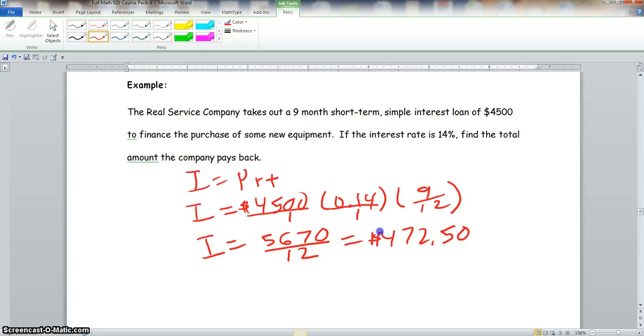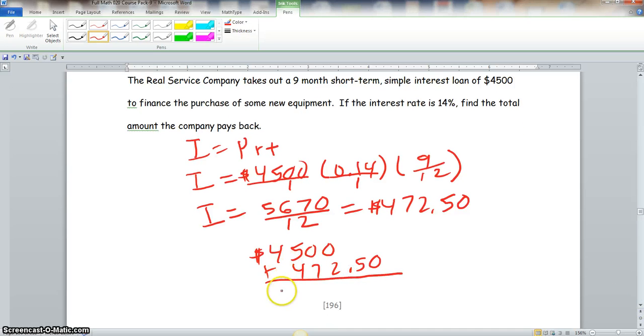$472.50. Now that is our interest, but we want to find the total amount that the company pays back. So we will have to take the initial amount, which is $4,500, and add the $472.50 to it. So we add these together, and this will give us $4,972.50. This is the amount the company pays back, and that is it.